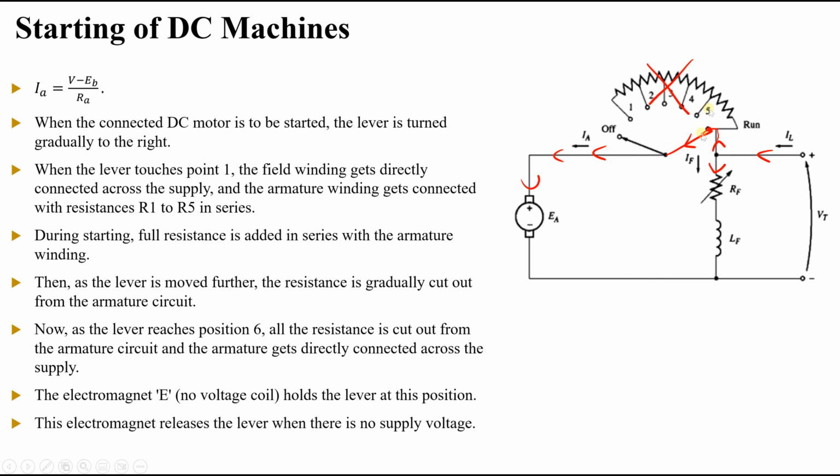And this electromagnet keeps holding the position at run until we disconnect our supply. So this will return back to the off position automatically when there is no supply voltage.